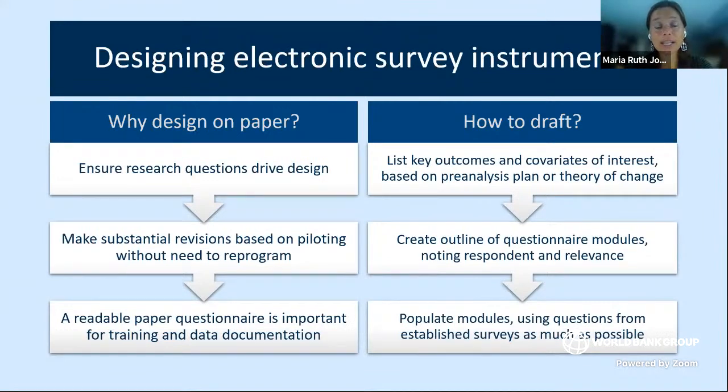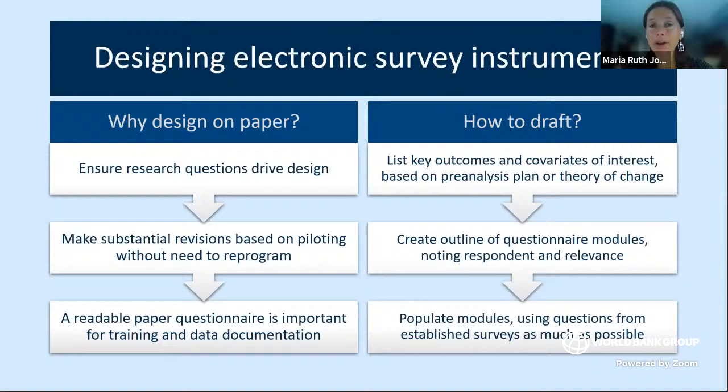And the last reason that we have is also that an easy to read paper questionnaire is actually really important to have for training and for data documentation. And it's not always straightforward to generate an easy to read printable version of a questionnaire from survey software. That's something that's improving a little bit over time, but it still is a constraint. So having these two versions developed in parallel does make sense, even though it can be somewhat challenging in terms of the version control once you do start programming. But that's why getting as final a product as possible before you start programming helps.